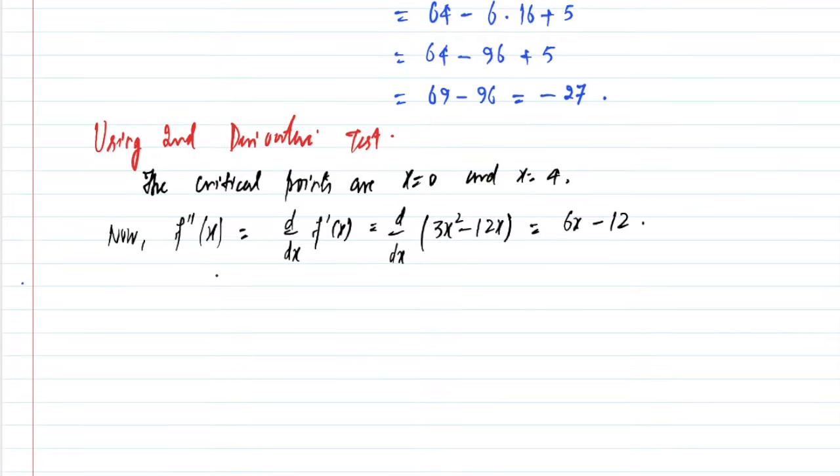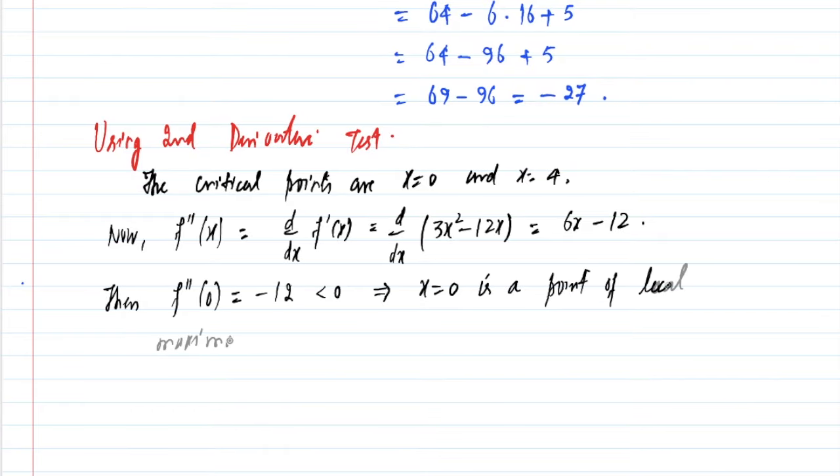Now we have to evaluate the second derivative at both of these critical points. So f double dash at 0 is equal to minus 12, which is less than 0. This implies x equal to 0 is a point of local maxima, because we have defined above that when the second derivative is negative at a point, then that point is a point of local maxima, and the maximum value is f of 0, which is again equal to 5.